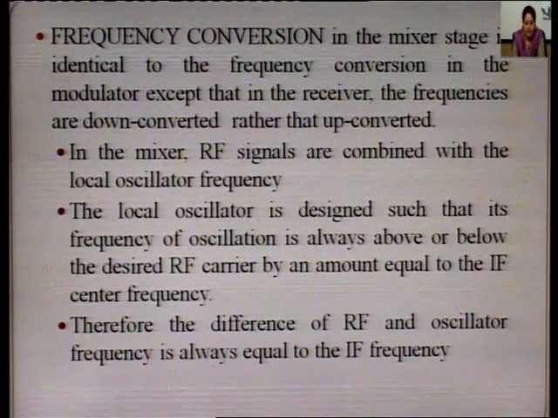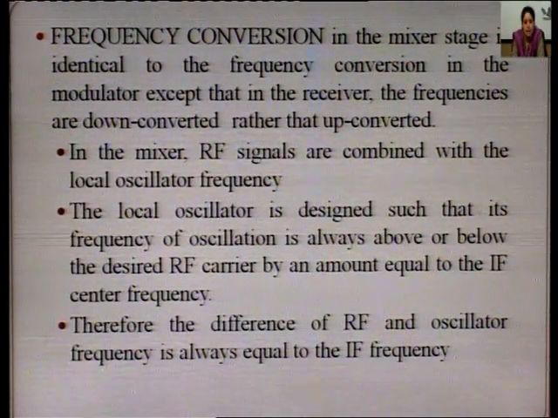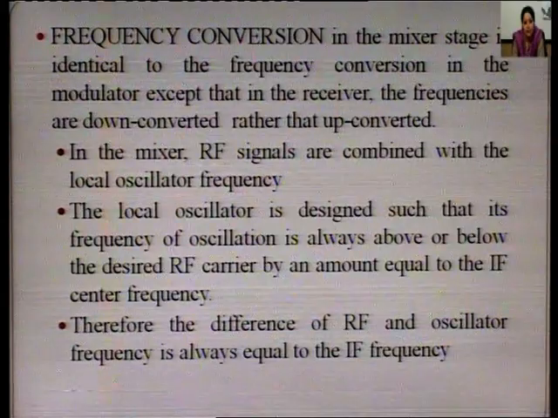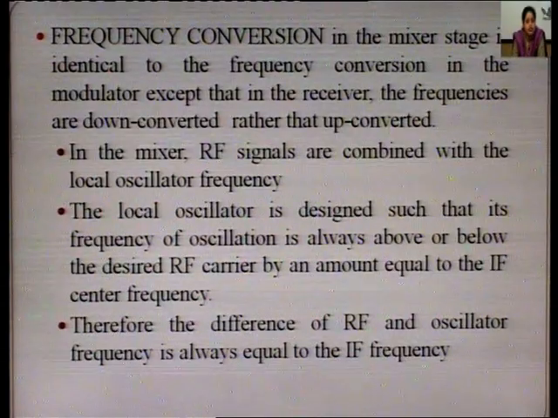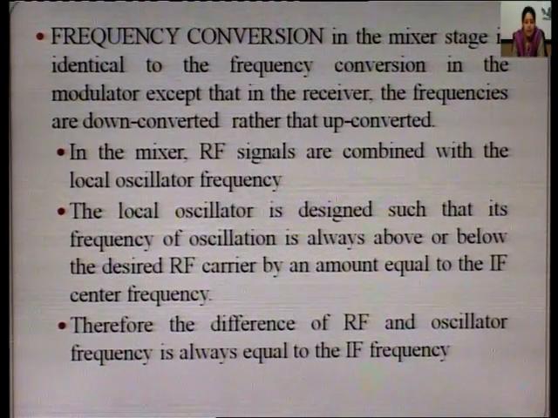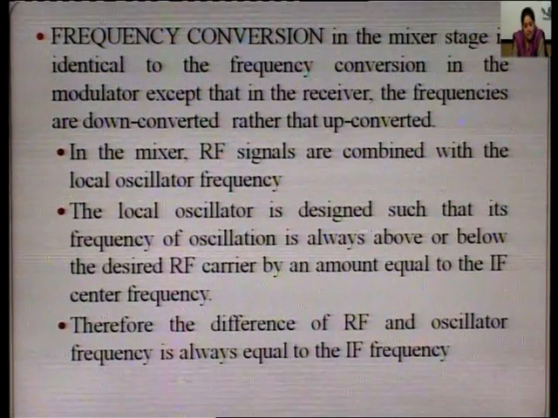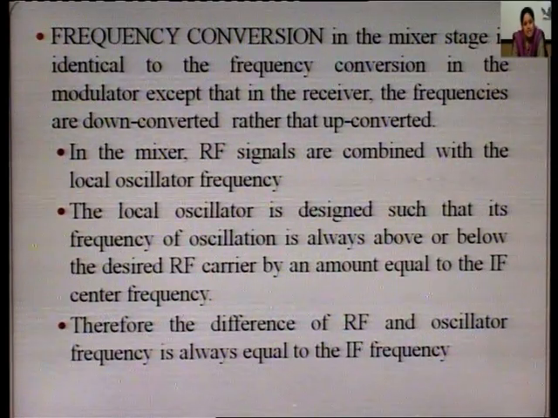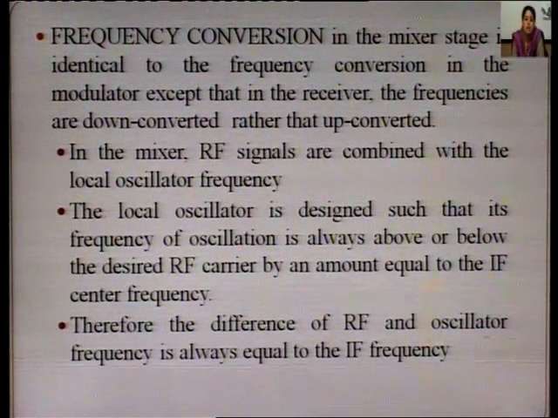Now we have done the frequency conversion, which is the principle of the superheterodyne receiver, that is, heterodyning is done. Now, what frequency conversion is there in the superheterodyne receiver and what it was in the modulator that you have done? Frequency conversion in the mixer stage is identical to frequency conversion in the modulator, except that in the receiver the frequencies are down converted rather than up converted. In these receivers you down convert the frequency from a higher frequency to a lower frequency, but in case of your modulators it was up converted.